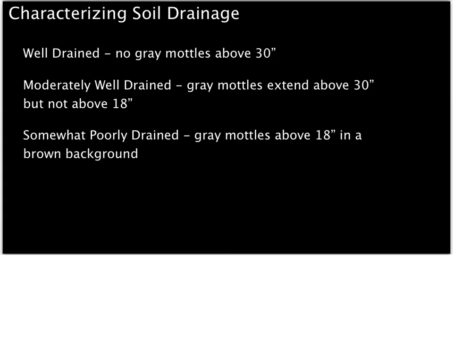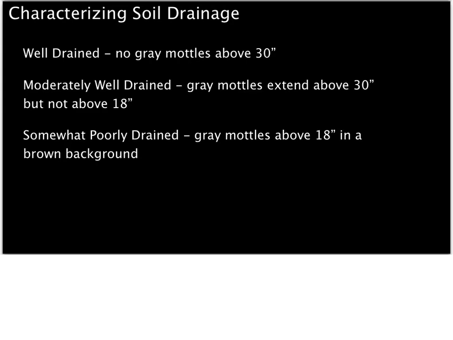The next category is somewhat poorly drained, so we have gray mottles closer to the surface. So above that 18-inch mark, we have gray mottles in a brown background. So you saw in the last slide we had a brown background with some gray mottles in it, or an orange background with gray mottles in it. That's somewhat poorly drained if we find those mottles above 18.